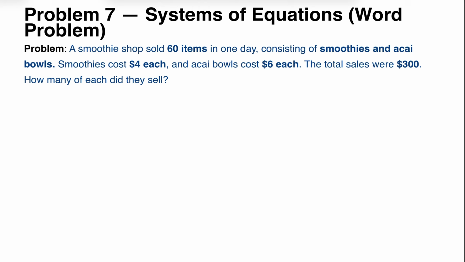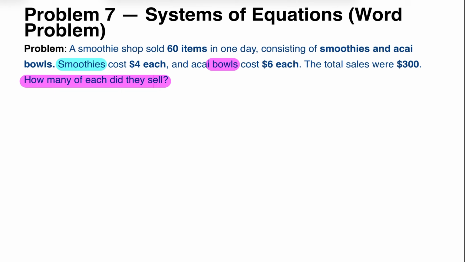So let me go ahead and highlight something first. We see that smoothies cost $4 each, but we also see the acai bowls cost $6 each. And we need to figure out how many of each they sold. That's very important. So that's why I said let's start by defining what each variable means.